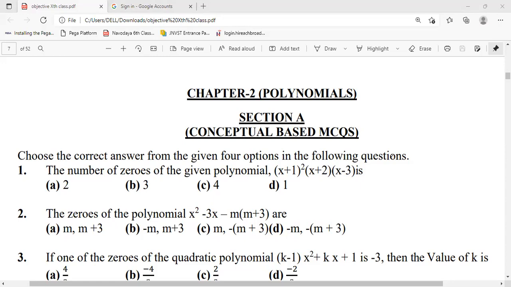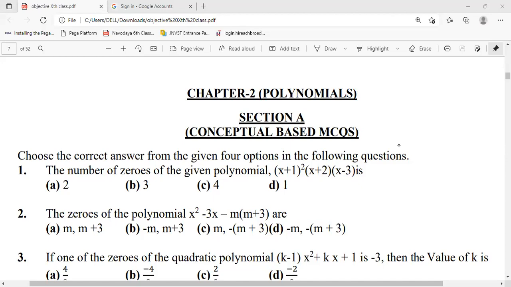Now we'll start the only shortcuts. If you want the basics of these polynomials, I will keep the video in end card. Just you go through it. I made two videos on this, polynomial 1 and polynomial 2. If you see that, you will get the concepts of this polynomial. Okay, we'll start the questions.